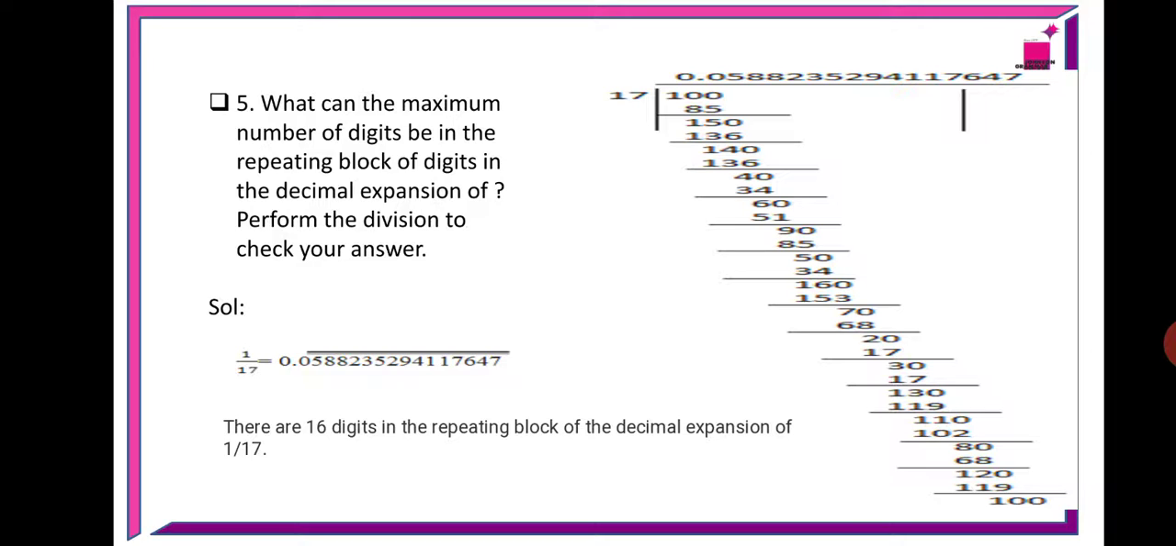0.05888235294117647. Again it starts with 0, and again you will get 100. After 120 minus 119, you will get 1. Again you are taking 0, you will get 100. So again it repeats from 0.05888235294117647. So 16 digits are the repeating block in this 1 by 17.